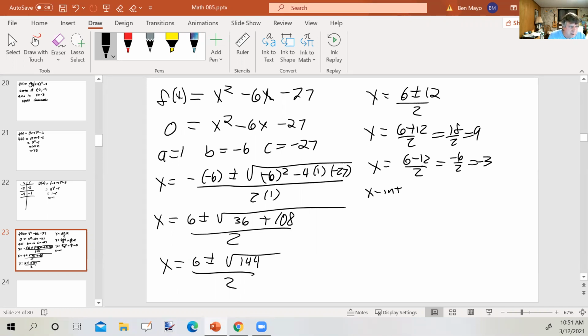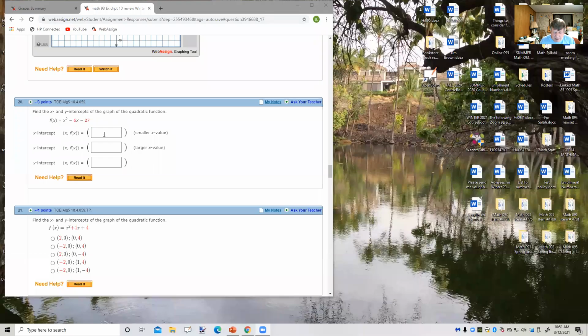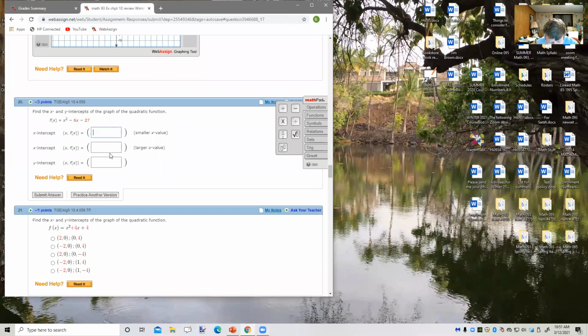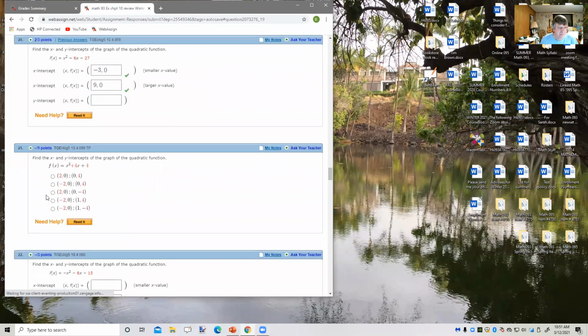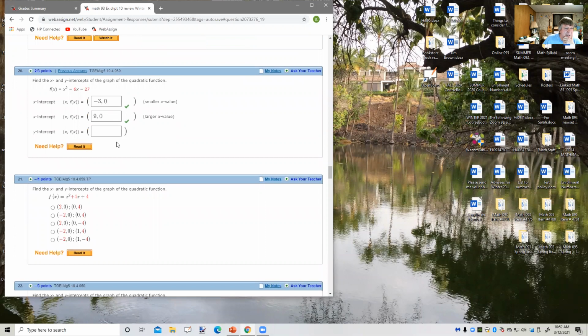And in the information that it says to list, let's go ahead and look at that. It says smaller x value, so that would be the -3. So the x-intercept is going to be at -3, comma, 0, and then at 9, comma, 0. Let's see if those are correct. And they are.